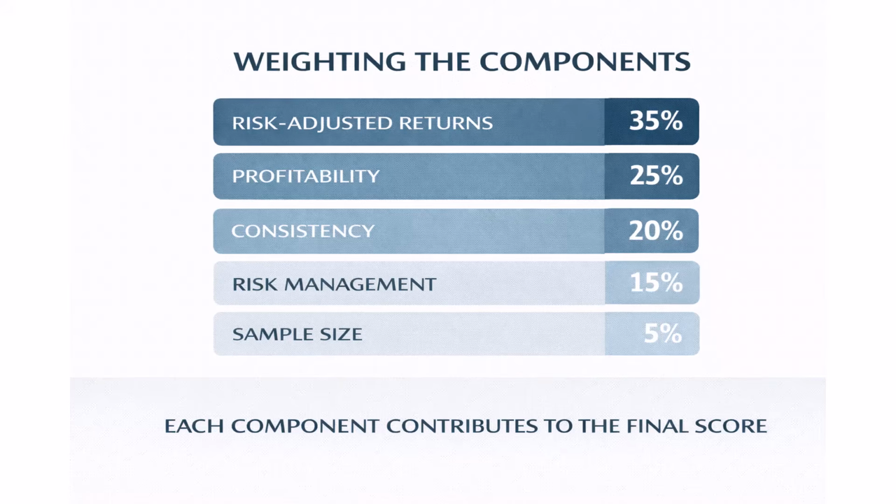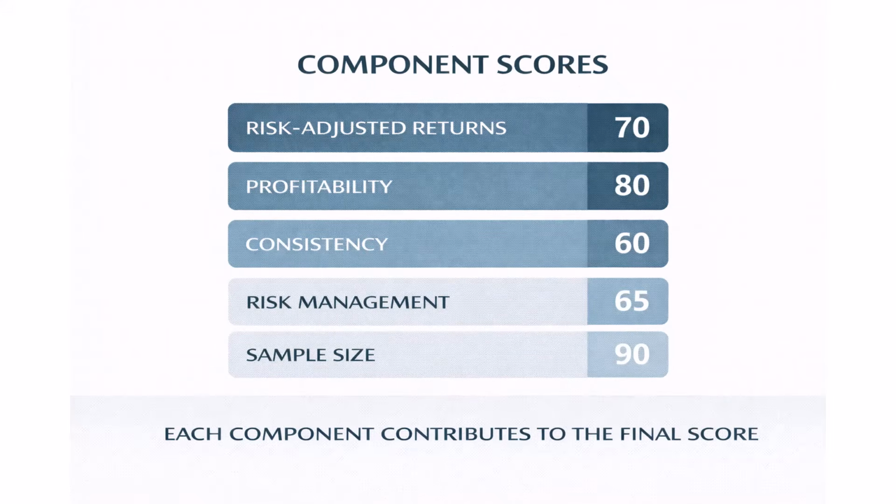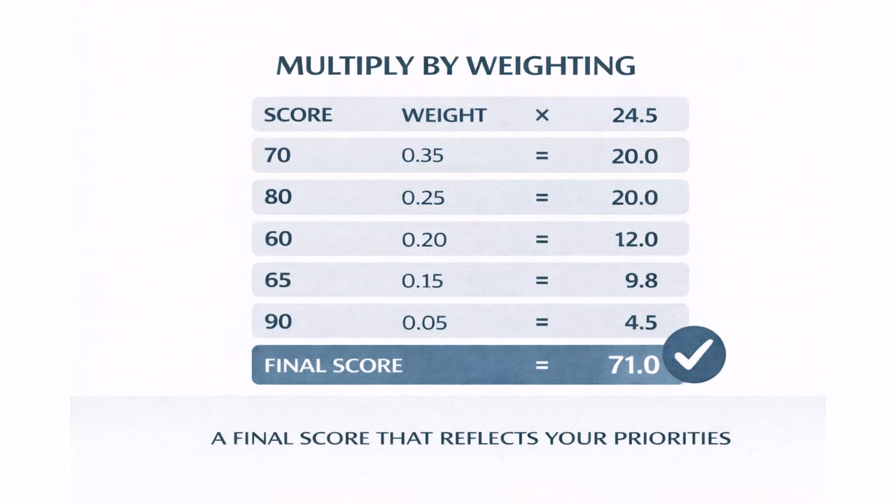And let's also see it with a simple example. Suppose a strategy has these component scores. The returns have 70, profitability 80, consistency 60, risk management 65, and sample size 90. We now multiply each score by its weight. And after that, add all those together and you will get a final score of 71. And that number now reflects your priorities, applied consistently.